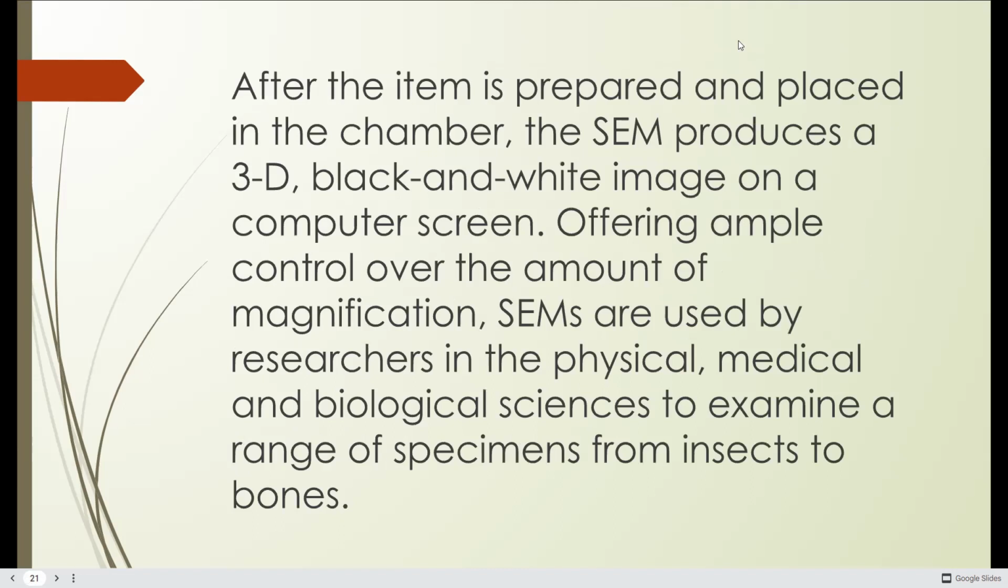After the item is prepared and placed in the chamber, the SEM produces a 3D image. Then it enlarges the image on the computer screen, offering ample control over the amount of magnification. SEMs are used by researchers in physical, medical, and biological sciences to examine a range of specimens, from insects even to oxygen.